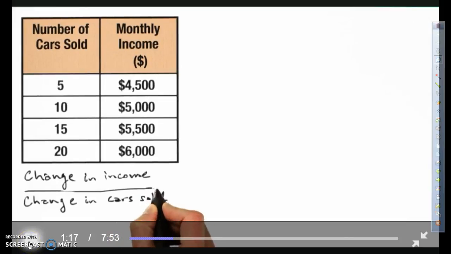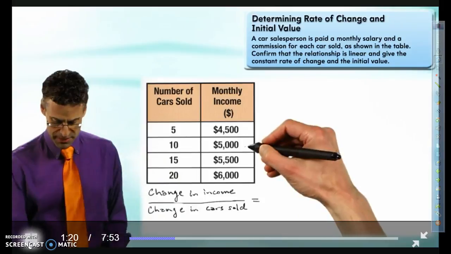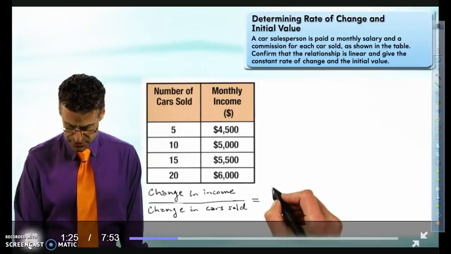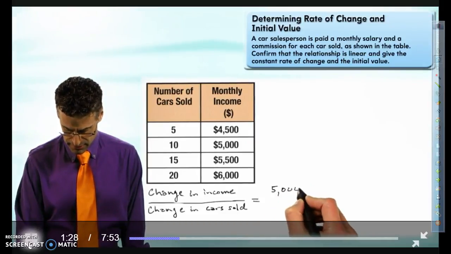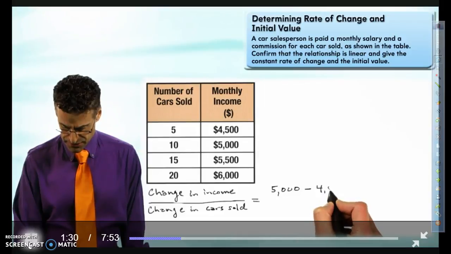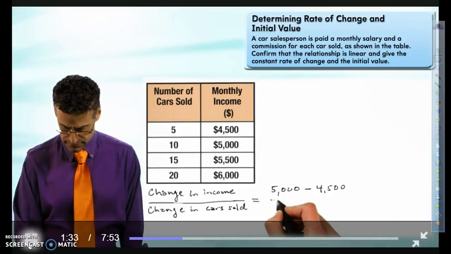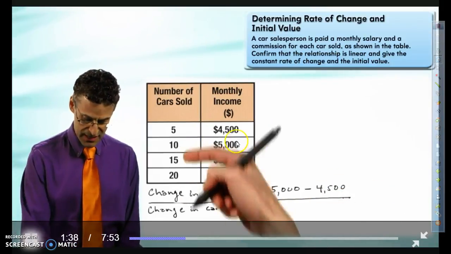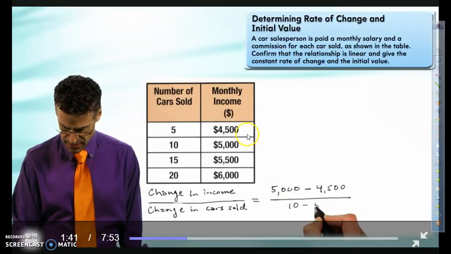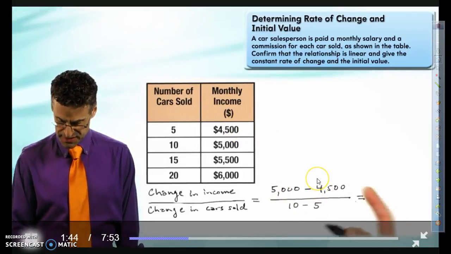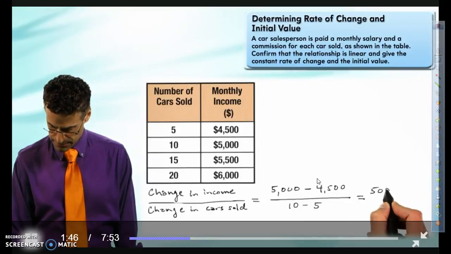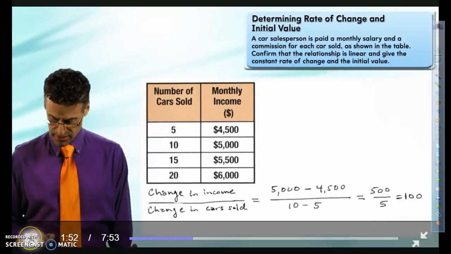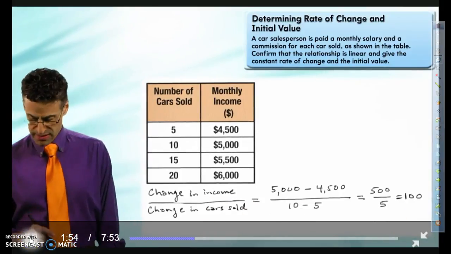So let's check this out and check out what we get. Between here and here, what we'd see is the change in income is the difference between 5,000 and 4,500. And we look at that in relation to the difference in number of cars sold, which is 10 minus 5. If we work this out, well, this is easy. That's just 500 over 5. And that simplifies to 100. So we see that this ratio gives 100.